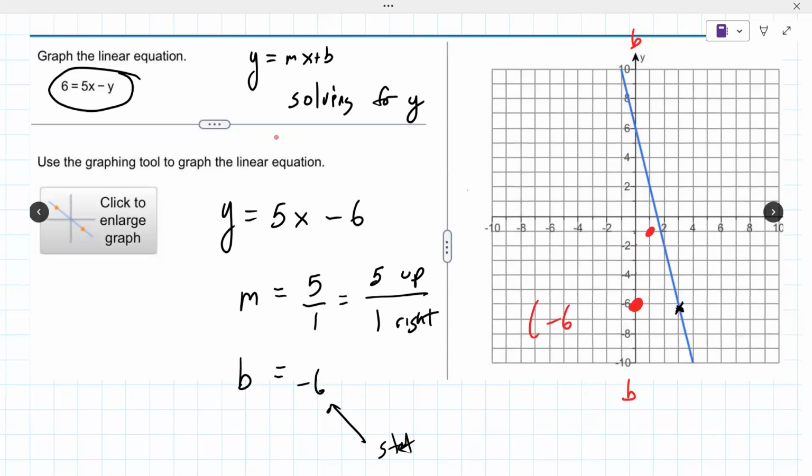Sorry, (0, -6). And then this other point here is at (1, -1). And then you should be able to get a better line than that through the two of them. All right, I got it. Excellent.